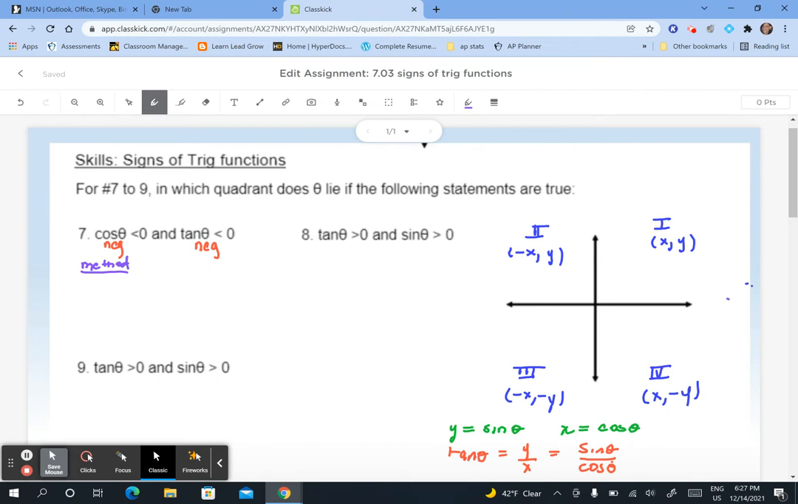We know that cosine can be represented by the x-coordinate, and since cosine is less than 0, we can represent it by negative x. We also know that tan is negative, and tan can be represented as y over x. But since x is negative from cosine of theta being less than 0, we can write tan of theta as y divided by negative x, which is a negative value, so we know that works out. Therefore, this point can be represented by negative x, comma y, and that point is located in quadrant 2. So that's the first method.